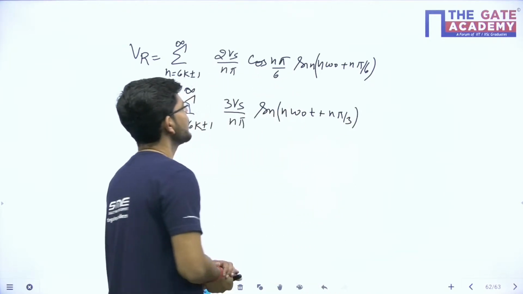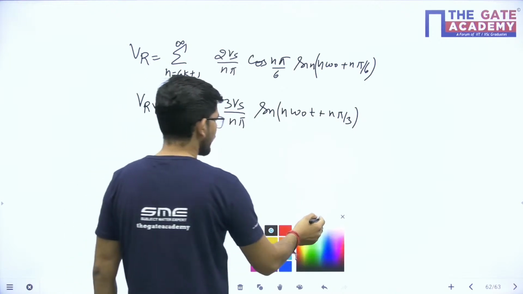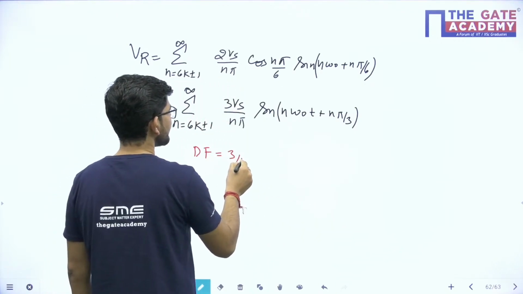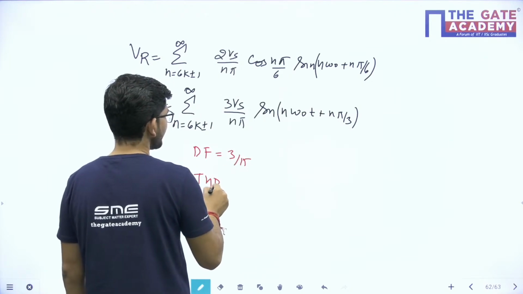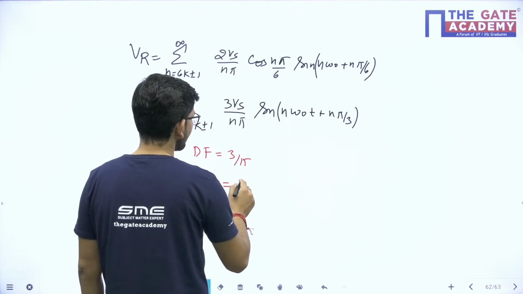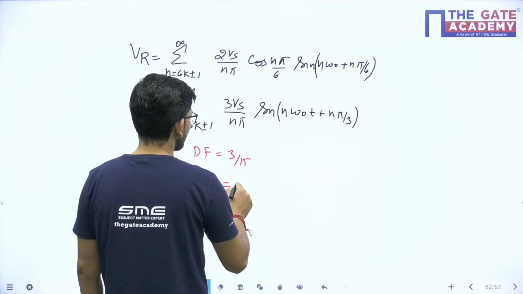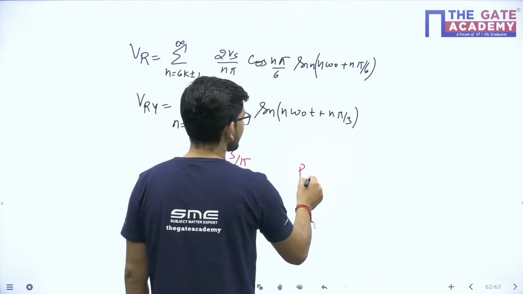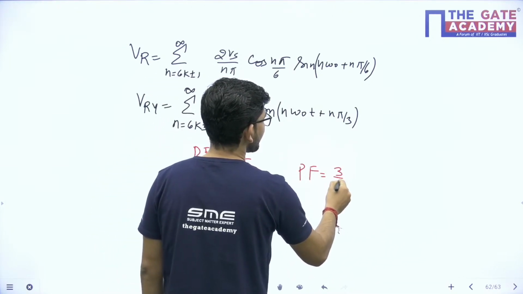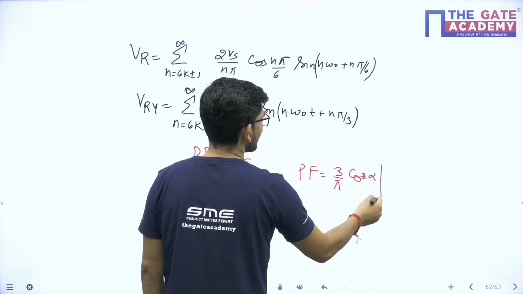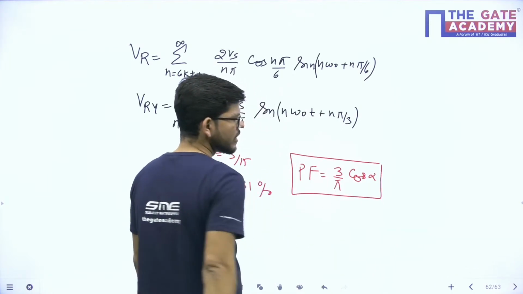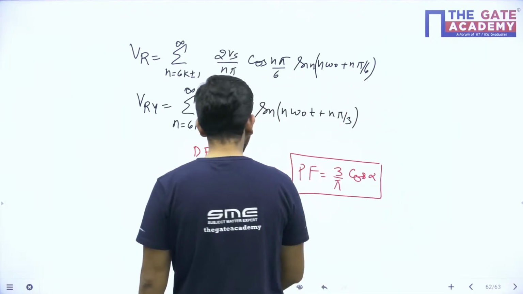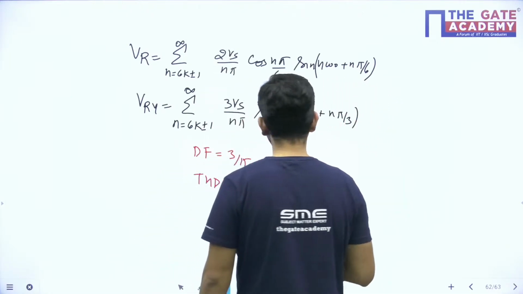So this will be the Fourier series expression, and the value of distortion factor will again be 3 by pi, and THD will again be equals to 31%, and the power factor here will be equals to 3 by pi cos alpha. Why do we need this power factor? We don't have to calculate this.